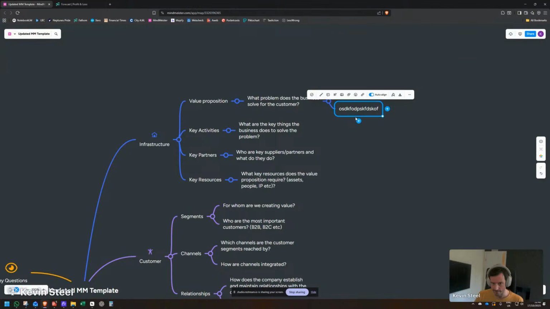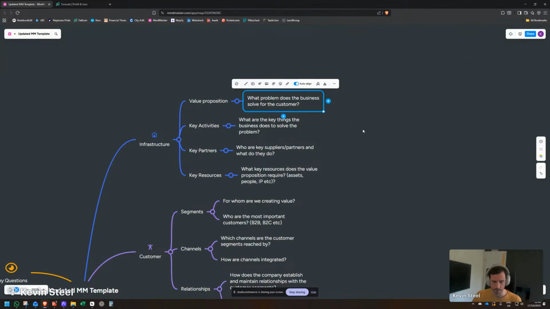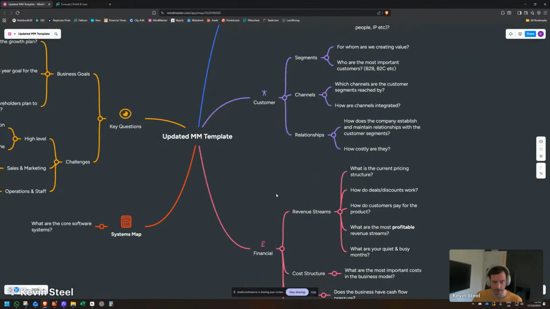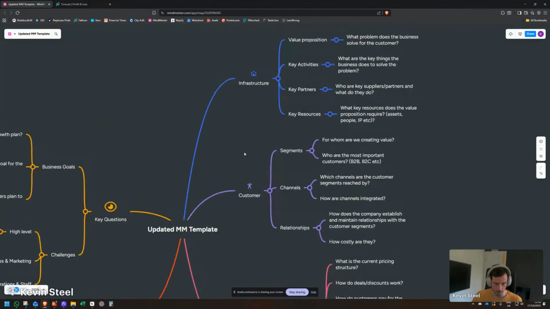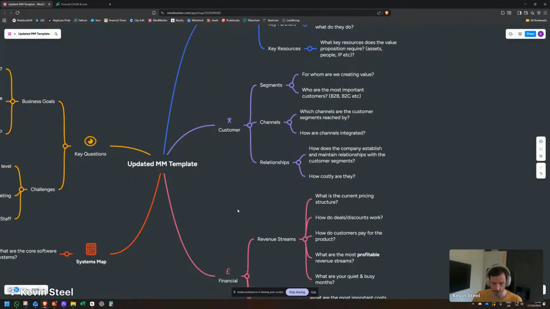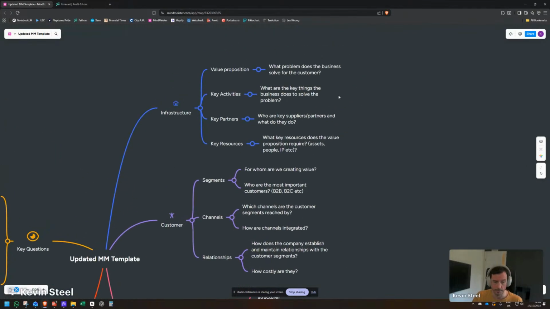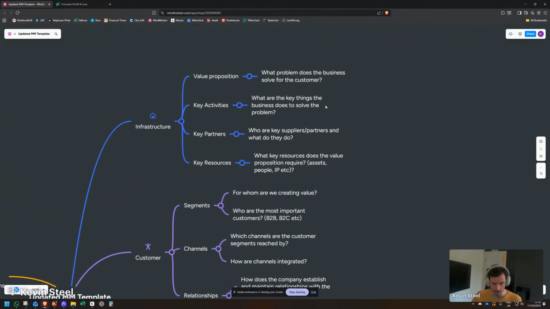You are diving in a little bit deeper in each one. So let's run through this mind map so everybody understands it. So the right-hand side of this, infrastructure, customer, financial, if you're familiar with the business model canvas, this is broadly based off that. So we would start with the value proposition. What problem does the business solve for the customer?